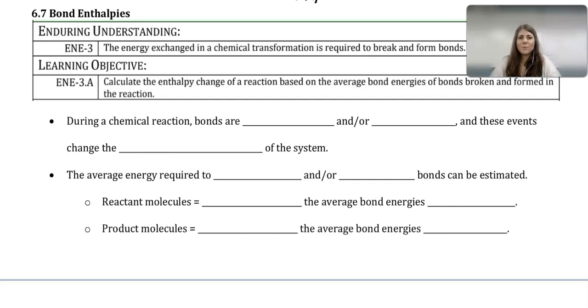In this lesson, we're going to look at objective 6.7, bond enthalpies. The learning objective states that we should calculate the enthalpy change of a reaction based on the average bond energies of bonds broken, that's reactants, and formed, products, in the reaction.